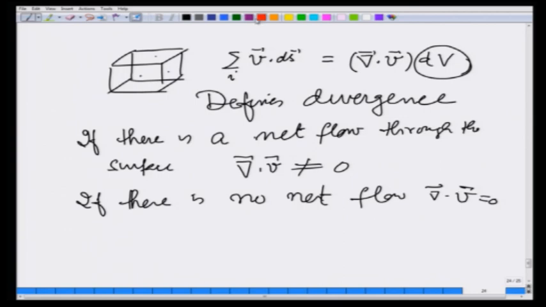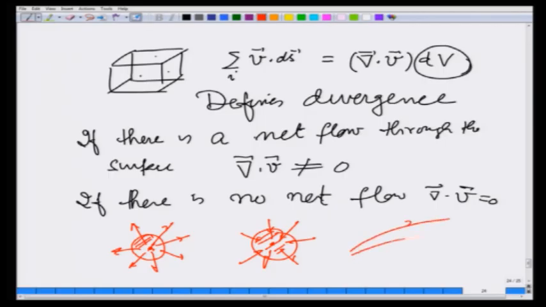As I said earlier, if I take a point source of light, all the rays are diverging from it, because there is a net flow of light from here. Similarly, if there is a source of light in which everything is coming in, there is a net flow of light in, this is also divergent or negative of divergent, convergent. On the other hand, if I take a volume here, nothing accumulates, then divergence is 0.